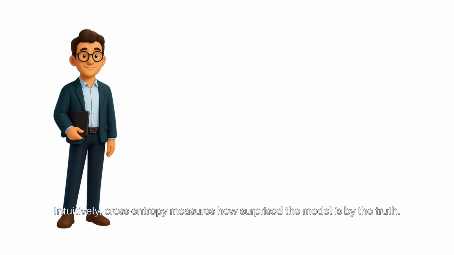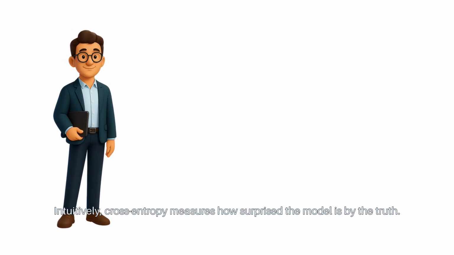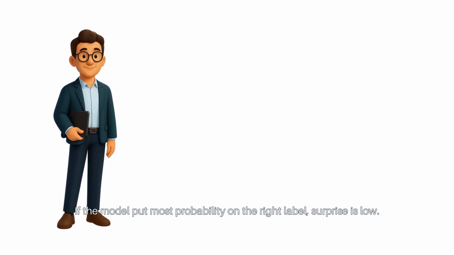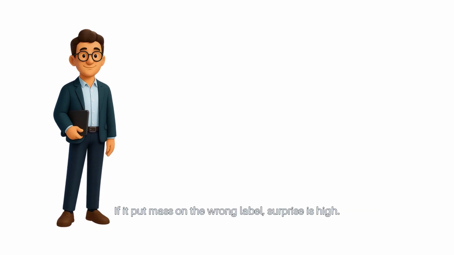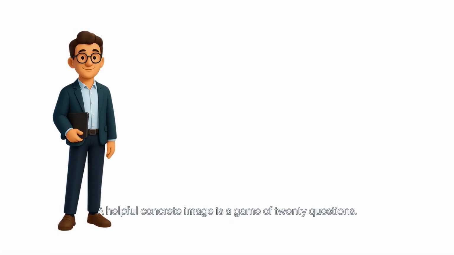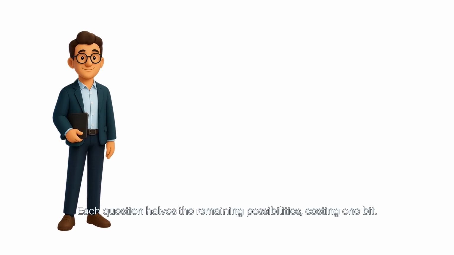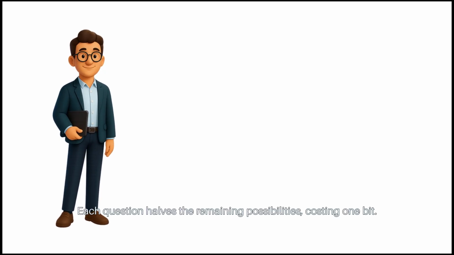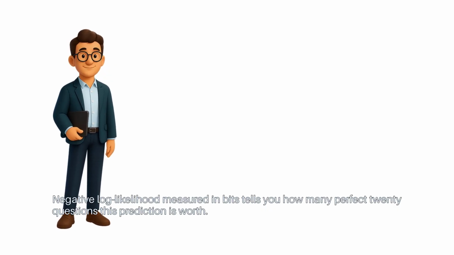Intuitively, cross-entropy measures how surprised the model is by the truth. If the model put most probability on the right label, surprise is low. If it put mass on the wrong label, surprise is high. A helpful concrete image is a game of 20 questions. Each question halves the remaining possibilities, costing 1 bit. Negative log likelihood, measured in bits, tells you how many perfect 20 questions this prediction is worth.